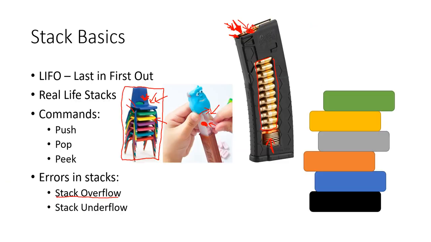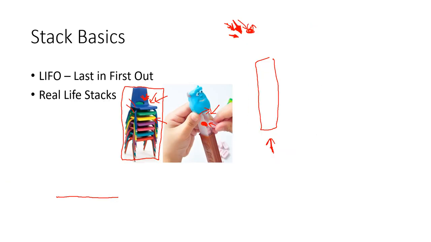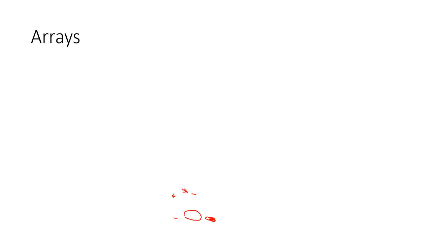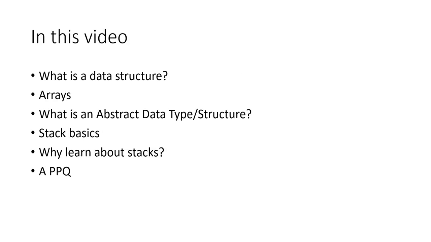So that video gives you the basics of stacks and how to create them, what they're all about, why we bother to do it. So we covered what a data structure was, we covered what an array is, or reminded ourselves what an array is. We now know what an abstract data type is. It doesn't really exist as a data type. It's one that's got to use existing data types, and it's just about the behaviors that are changing. The stack basics, why learn about stacks, and building our own stack.